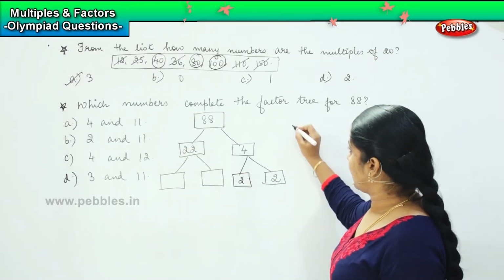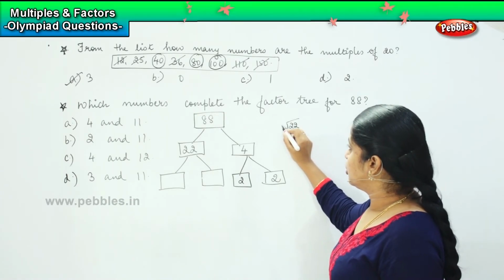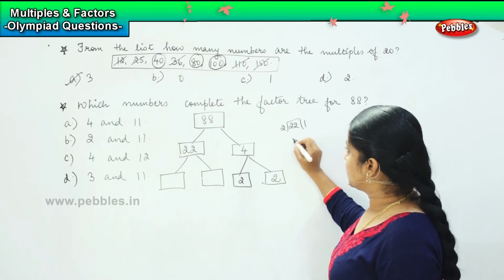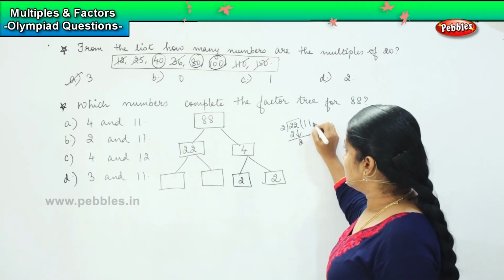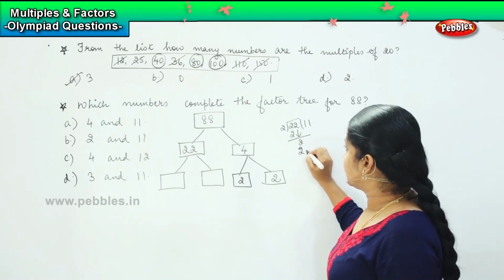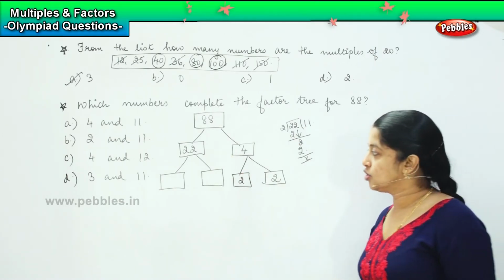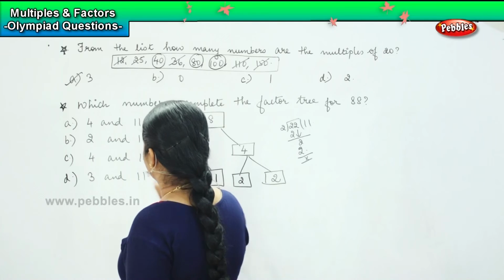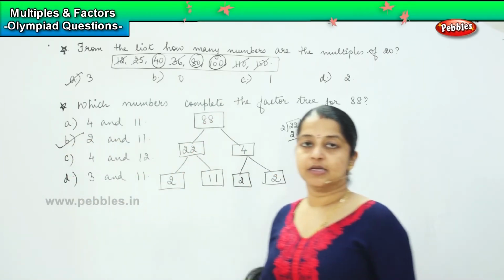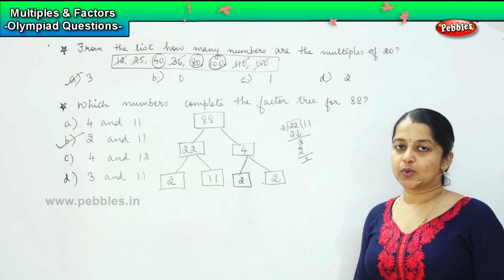So now we need to check which two numbers will come here so that the product obtained is 22. So 22 divided by 2. 2 ones are 2. Again 2 ones are 2. So which means that 11 into 2 is 22. So here the answer will be 2 and 11. That is option B is the right answer. Clear, children? Shall we move to the next one?